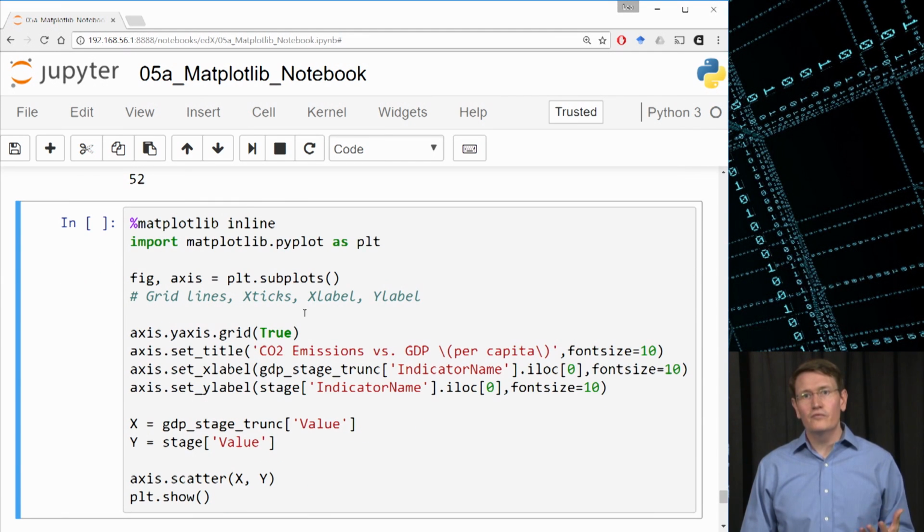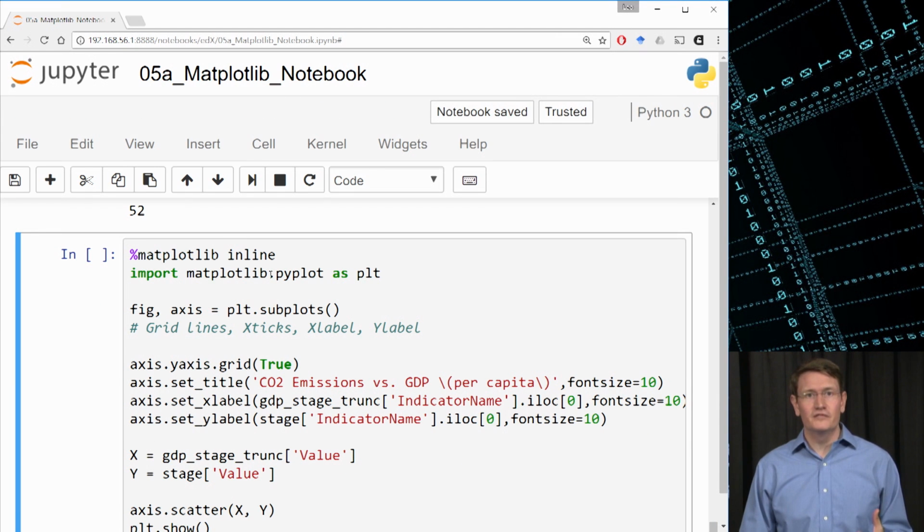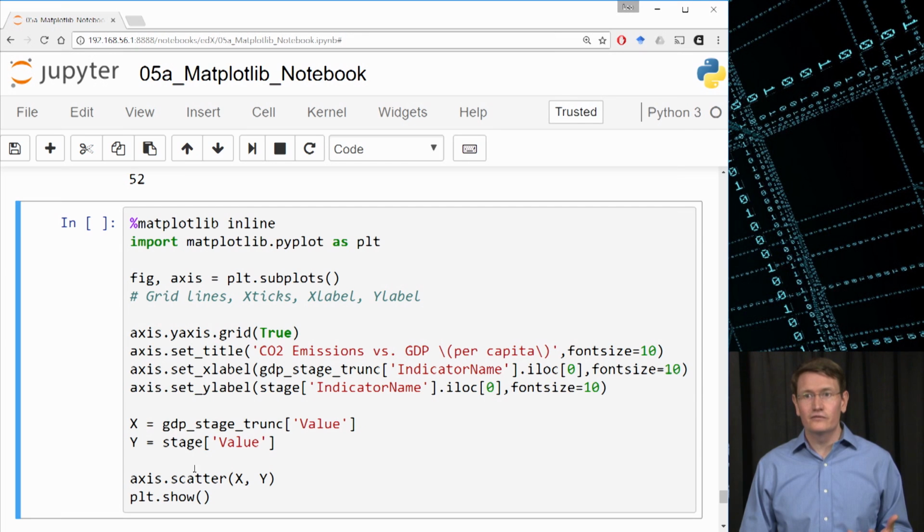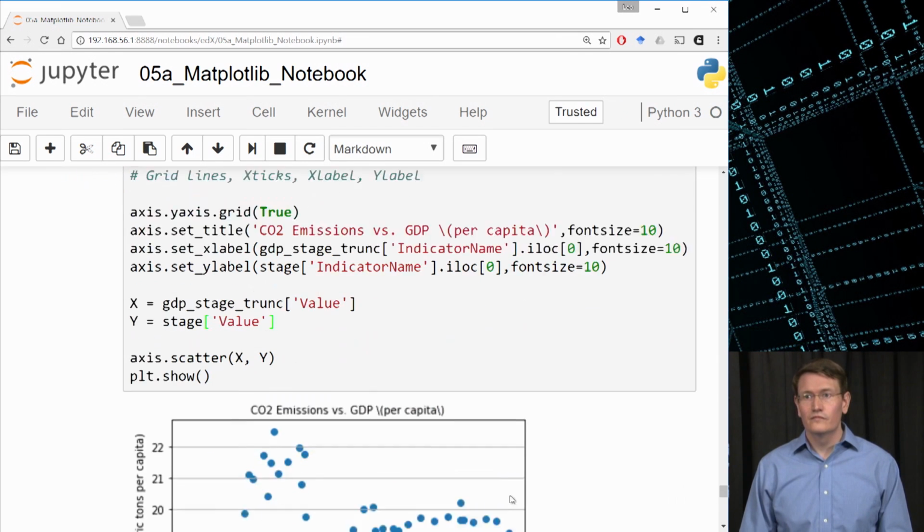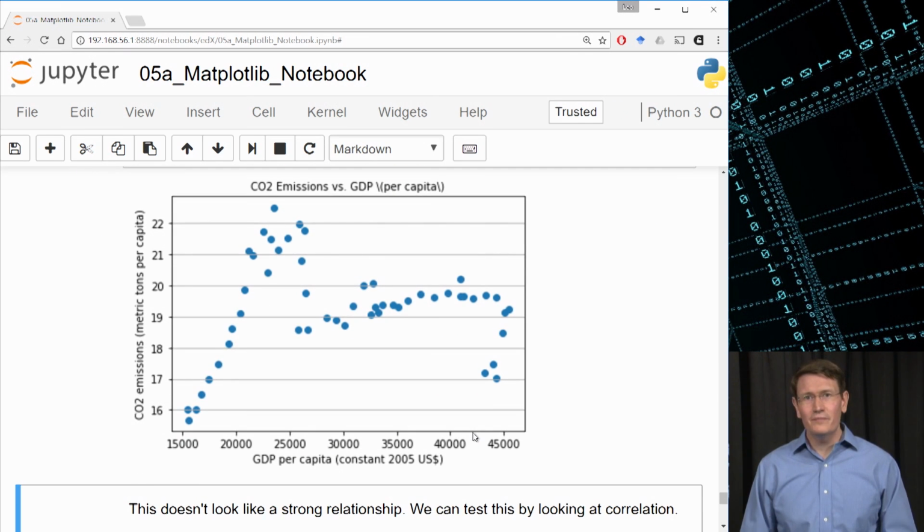To make a scatter plot, we'll first call out the fig and the axis like we did before using plt.subplots. Most of the rest should be fairly recognizable, except for the call to the method scatter to create a scatter plot with these two arrays. All right, now when I run this, what I get back is a pretty weak relationship. It looks like when GDP and CO2 emissions were climbing in the 60s, they tracked together. But after that, there doesn't seem to be much of a relationship at all.